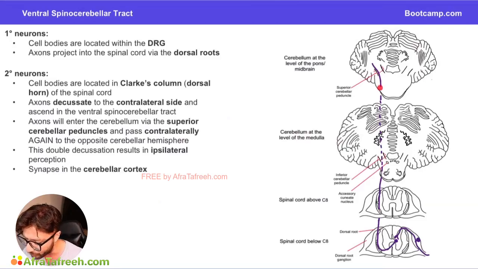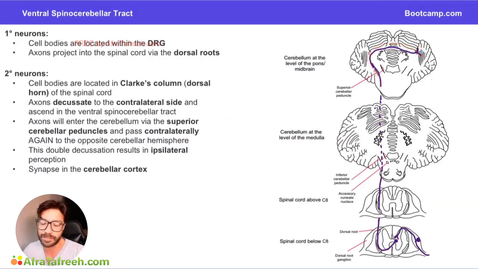So now that we've entered into the superior cerebellar peduncle, now we're in the cerebellar cortex, but it doesn't end there. From here, it's actually going to cross back over to the other side, keeping that information ipsilateral. So now you can see we've crossed back over, and now we're ipsilateral again, and we terminate in that cerebellar cortex. Because this pathway decussates twice, it often confuses a lot of students.